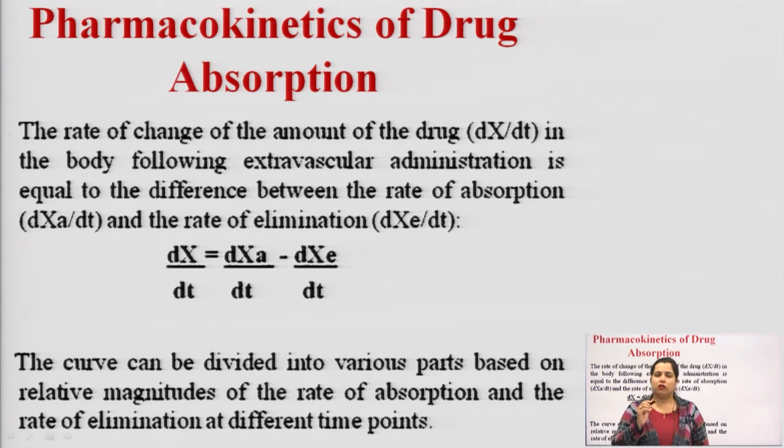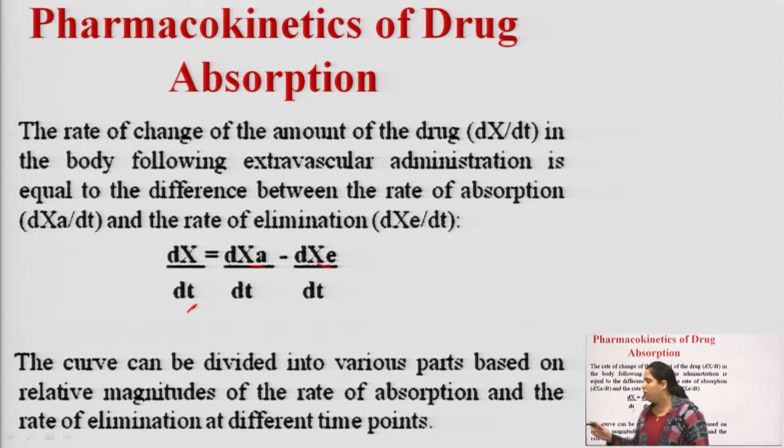That means, how much drug is absorbed and how much is eliminated determines the change in the amount of drug in blood plasma and body tissues. So, the equation will be dX by dt, the rate of change of drug amount, equals dXa by dt minus dXe by dt. That means, drug absorbed and drug eliminated. This is how you can calculate the change of amount of drug in blood at a particular time.